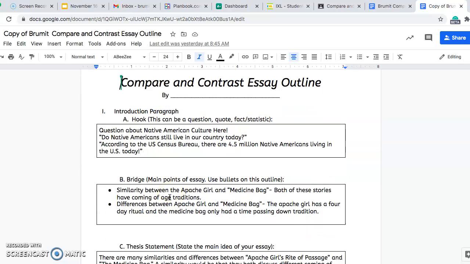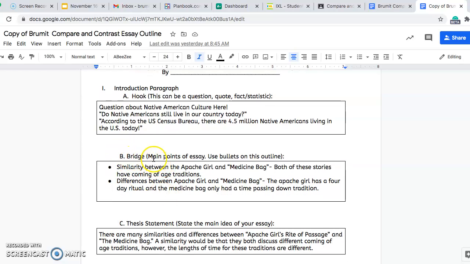We are then going to move on to our bridge. Our bridge is where we are going to discuss the main points of our essay. You're going to use bullet points here, just like I have. Since we are only doing one paragraph now, you only have to have one similarity and one difference between the Apache Girl video and The Medicine Bag. My example for you would be that my similarity between the Apache Girl and The Medicine Bag is that both of these stories have coming of age traditions. The Apache Girl goes through a 4-day ritual where she becomes a woman at the end.